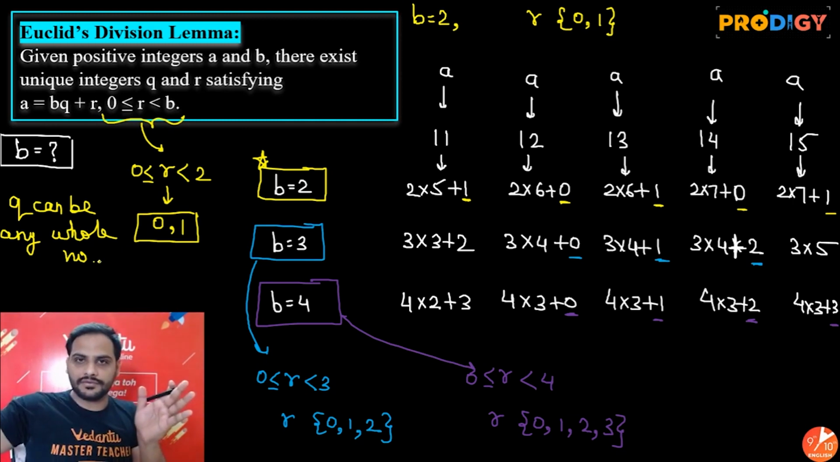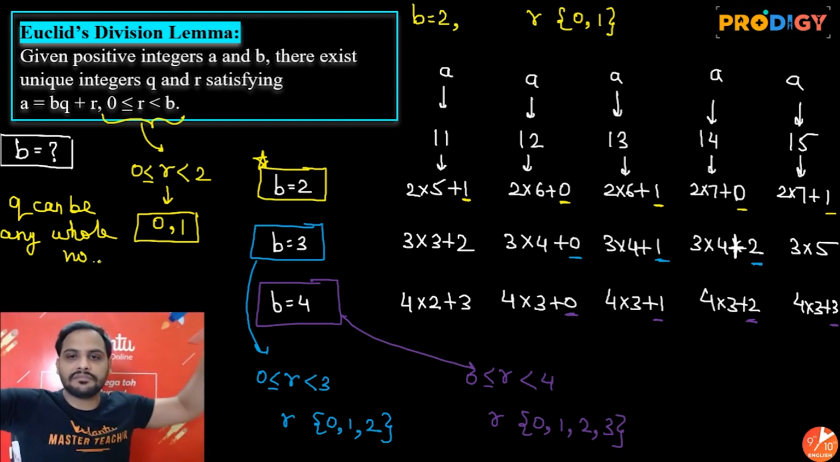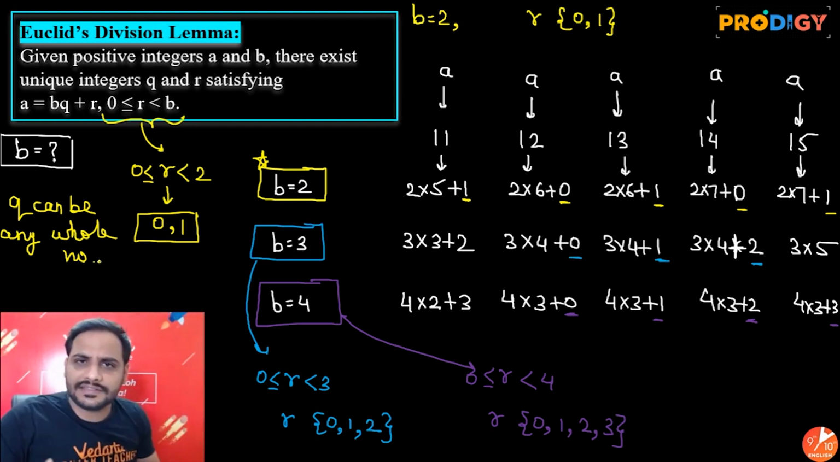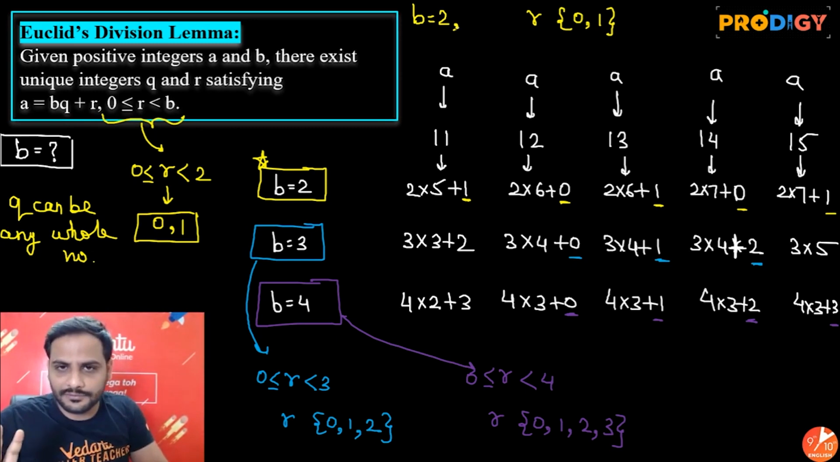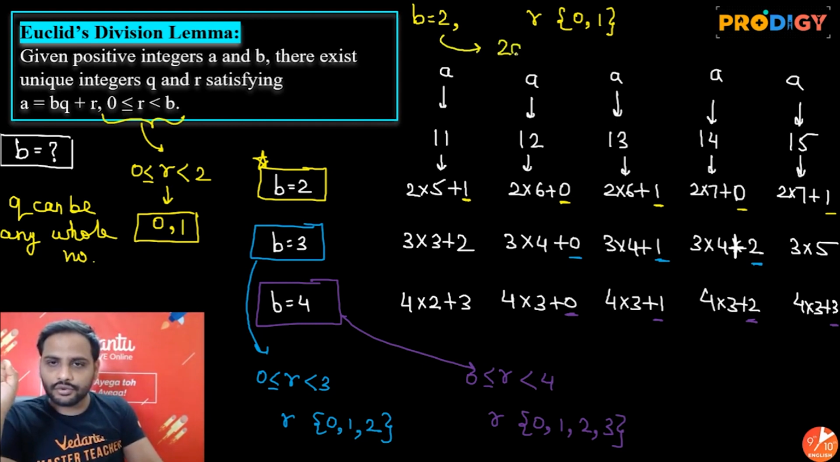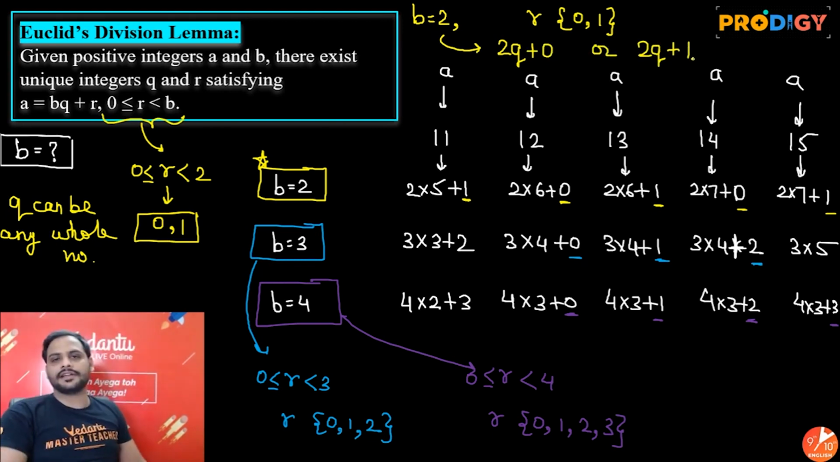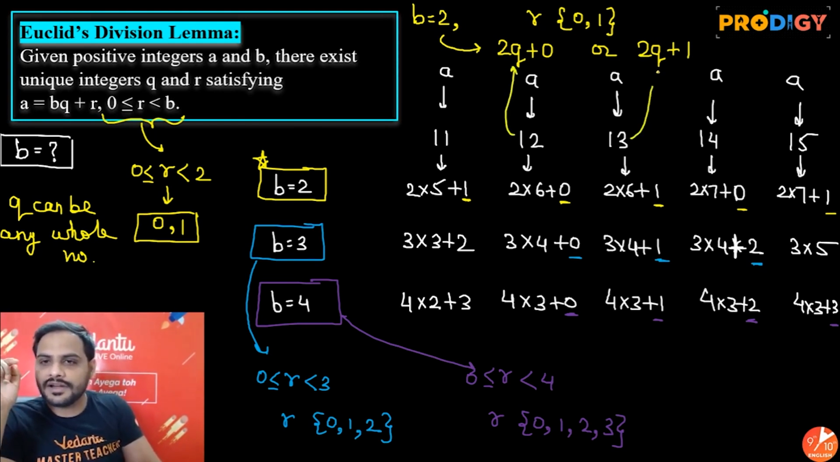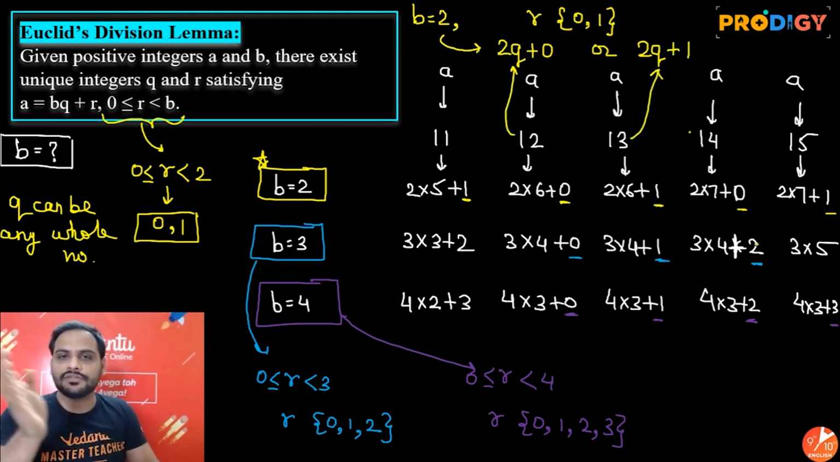Now all the natural numbers, 11, 12, 13, 15,000, 10,000, 1 lakh, 10 lakh, anything, I can write in this form. If the divisor is 2, all the numbers I can write as either 2Q plus 0 or 2Q plus 1. They will definitely come under this category. The value of Q can be any whole number. For example, 12 comes under 2Q plus 0, 13 under 2Q plus 1, 14 under 2Q plus 0, 15 under 2Q plus 1. So they are alternate.